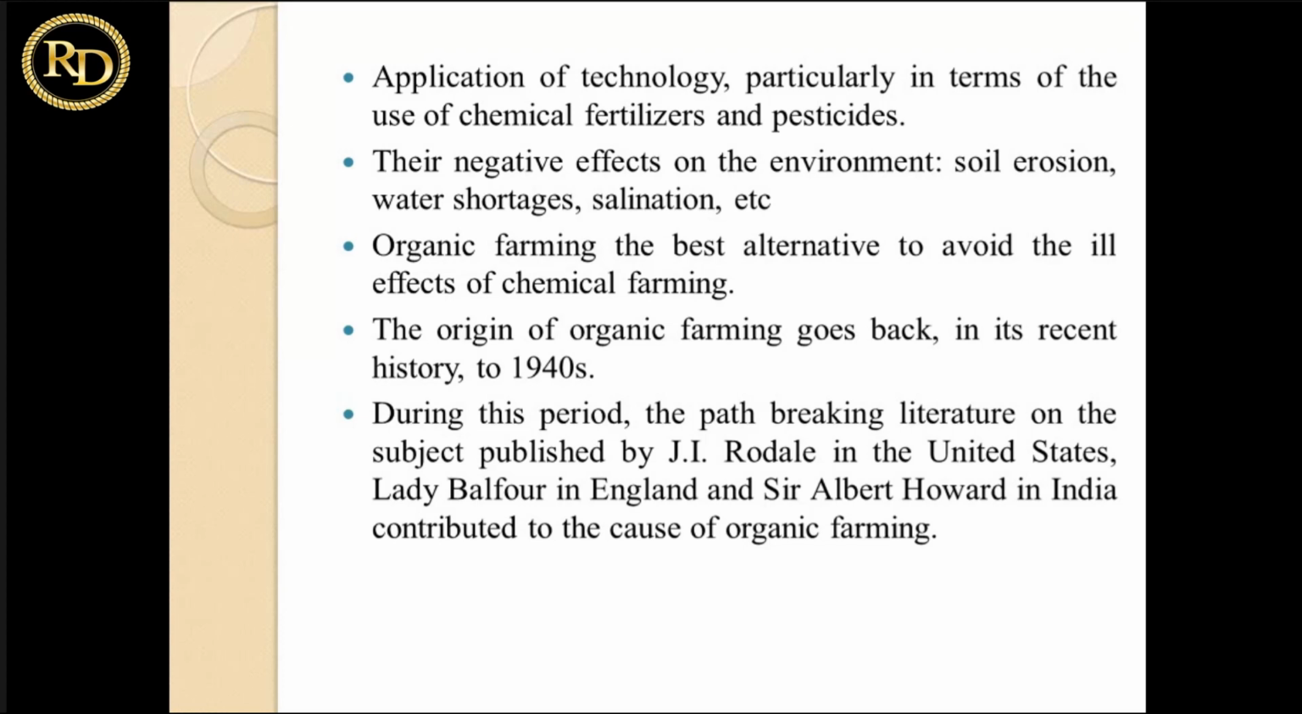Now, to avoid all these things, we can choose organic farming. It is the best alternative to avoid the ill effects of chemical farming. The origin of organic farming goes back in history. In 1940 it was started. During this period, path-breaking literature was published by J.R. Rodale in the United States, Lady Balfour in England, and Sir Albert Howard in India. So Sir Albert Howard is related with organic farming in India and contributed to the cause of organic farming.